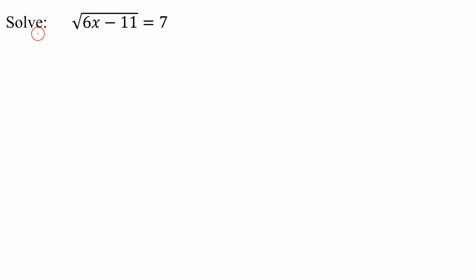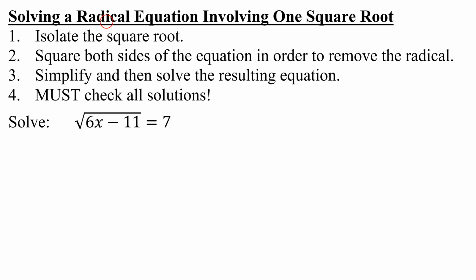In this problem, we're asked to solve the equation the square root of 6x minus 11 equals 7. Well, what type of equation do I have here? I have a radical. It's a square root. And how many square roots do I have? Just one. So let's look at the steps for solving a radical equation involving one square root.